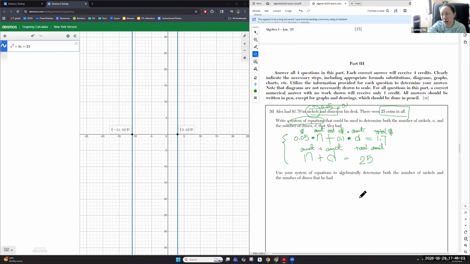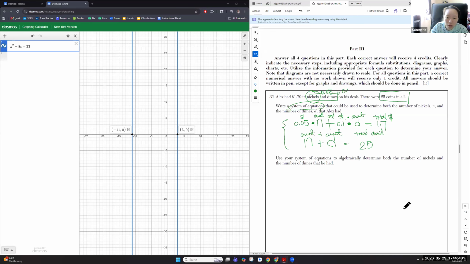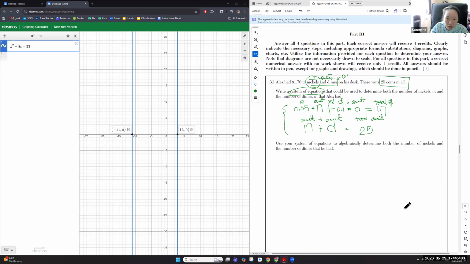A lot of times they will be like nickels and quarters, dimes and quarters, and all of that. Nickels and dimes and quarters always get mentioned. All right, next one, they said use your system to determine both the number of nickels and dimes. So in here you can use substitution. I think this is going to be the best method because the N and D look very much separated. We have seen it last week in our elimination process, in our graphing process, in our substitution process.